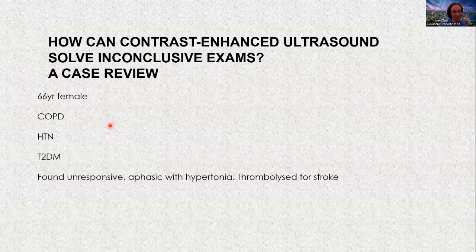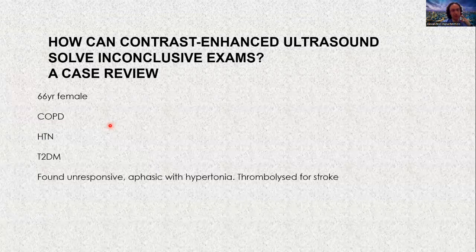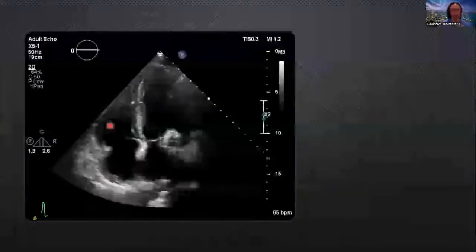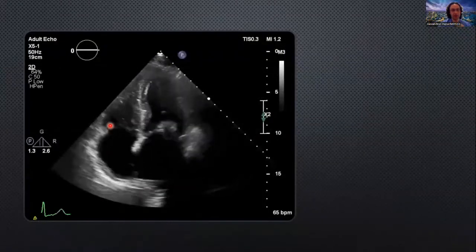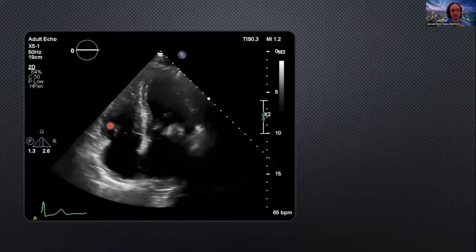Another interesting case of a lady who was found unresponsive with aphasia and hypertension. She had a right stroke. She came for an echo. That's what we saw.